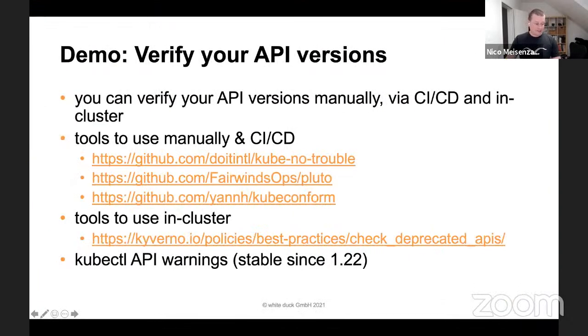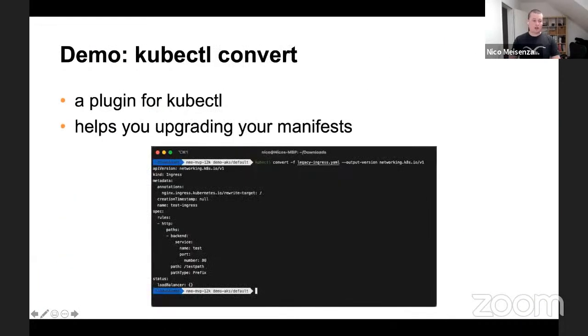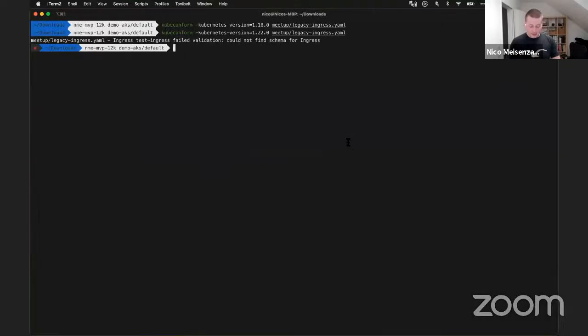Okay, last but not least, there's also a tool called kubectl convert, which is a plugin for kubectl, which can help you upgrade the manifest. You can either see, okay, I have to do something and do it manually, but you can also use kubectl convert and let it convert your manifests to a newer API version. So let's see how this works.